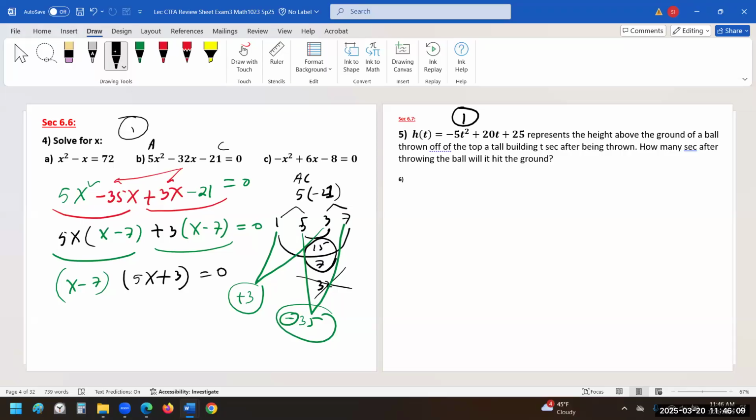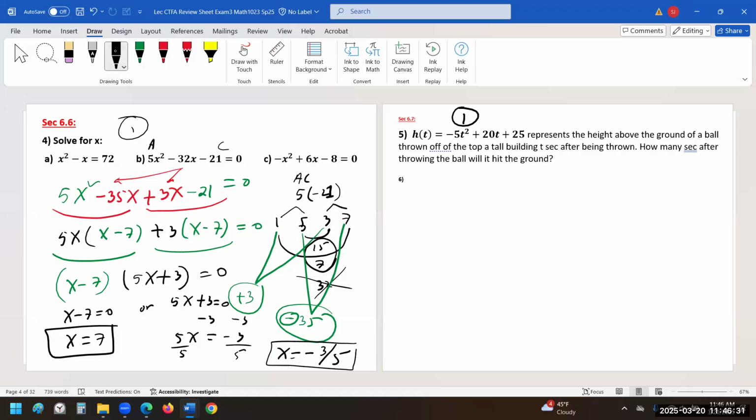When you have their product to be 0, that means each of them can be 0. Either the first one is 0, that gives us 7, or 5x plus 3 is 0, and then you subtract 3. 5x is -3, you divide by 5, so you get x is -3/5.